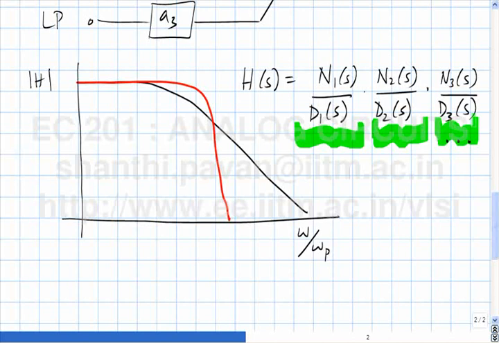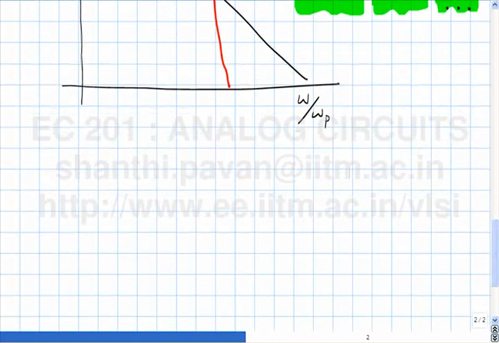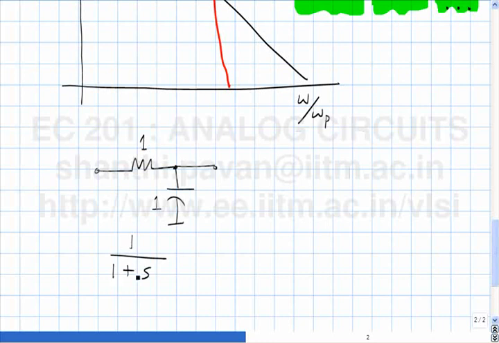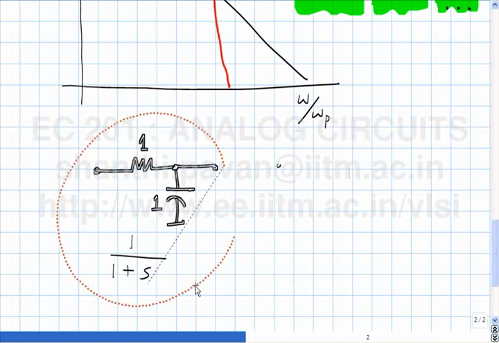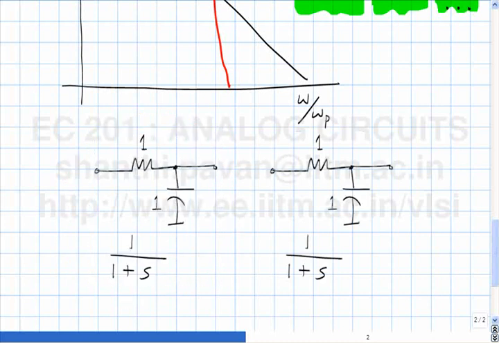Alright, so let me ask you a question. This is a first order low pass filter, for argument's sake 1 ohm, 1 farad. So the transfer function is 1 over s plus 1. I can copy and paste. Now what happens if I cascade the two like this? What is the transfer function? 1 by 1 plus s the whole square.